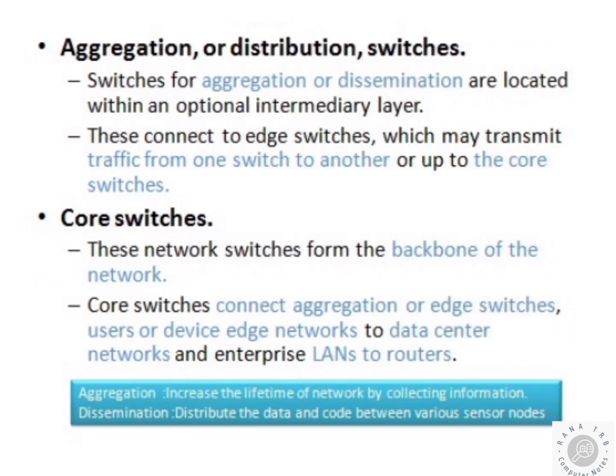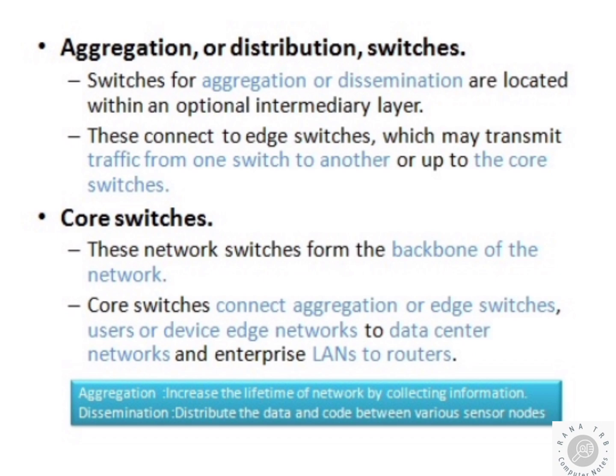Next is the aggregation or distribution switch. Aggregation means collecting the information from the opponent side, but distribution means dissemination. It will distribute the data to the various nodes, that is sensors. This is done within the optimal intermediate layer based upon the connected layer. This connects to the edge switch, which may transmit the traffic from one switch to another switch or to the core switch. Core switch means the device which is connected near to the router.